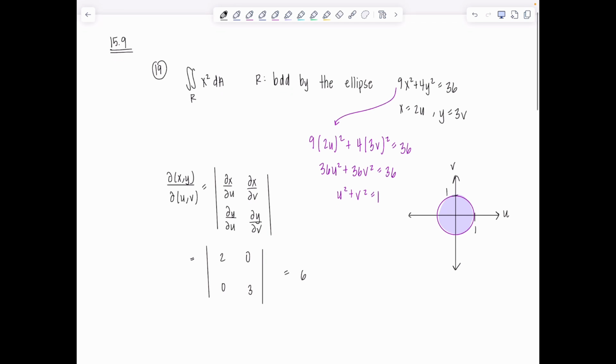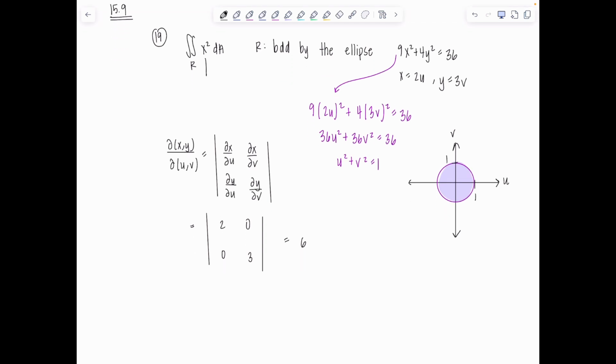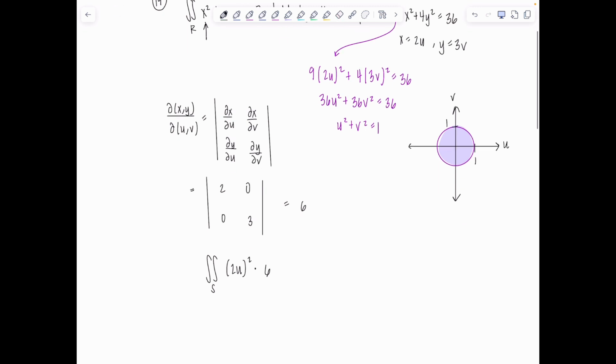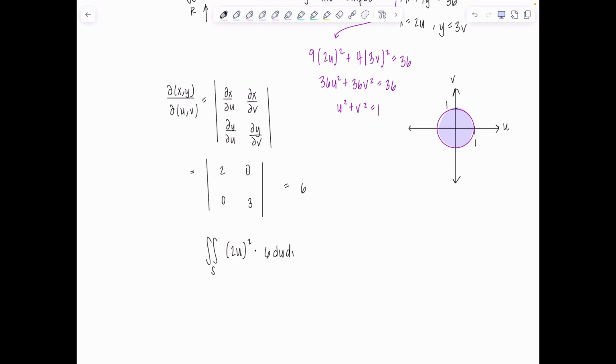So then now x squared is going to become 2u quantity squared, right? And then what is dA? Well, we have the absolute value of our Jacobian, which is already 6, positive. And then I'm just going to put du dv. Oh, that looks so ugly. Hold on. I'm writing so jiggly. Du dv. So far, so good?